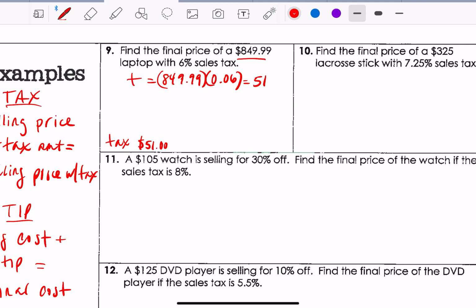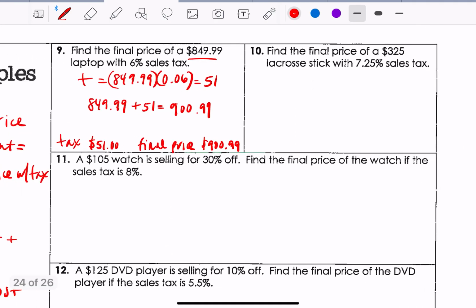So now, what's the final price? That's what they want to know. Well, the selling price with tax, the final price, is going to be that $849.99 plus 51, which is going to give me $900.99. So my final price that I pay once I pay for the price of the laptop and the tax is $900.99. So you had to figure out the tax and then add it, and there's your answer.